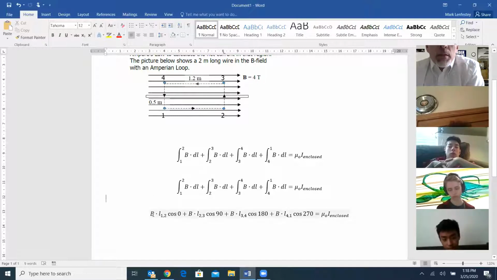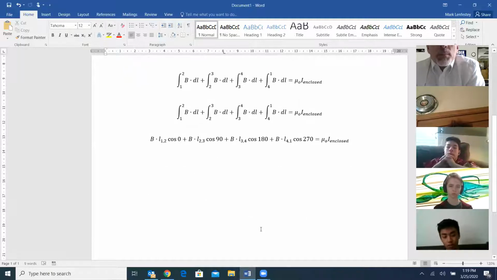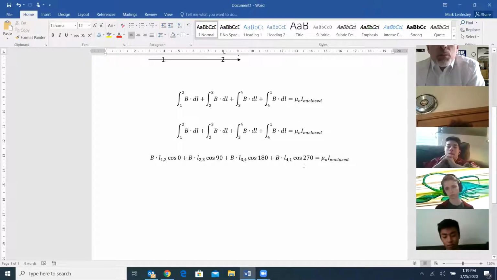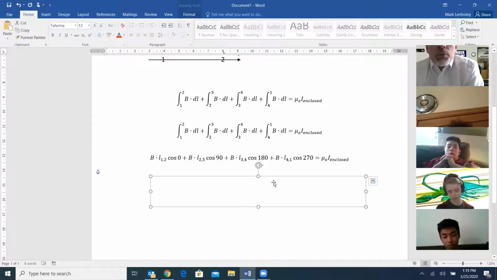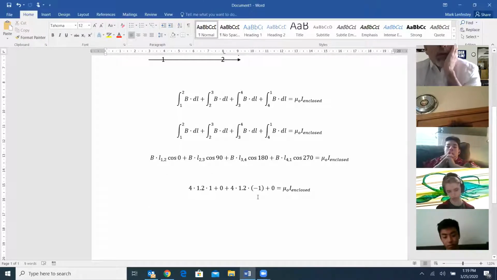You'll notice that the B field here was constant. That's why I was able to factor it out of the integral. And when I'm just integrating dl, that's simply the length. So I know what the length from 1 to 2 is. It's 1.2 meters. I know what the length from 2 to 3 is. It's 0.5 meters, and so on. But some of this drops out. For instance, the 90-degree term and the 270-degree term, those two are going to drop out. Those are 0.